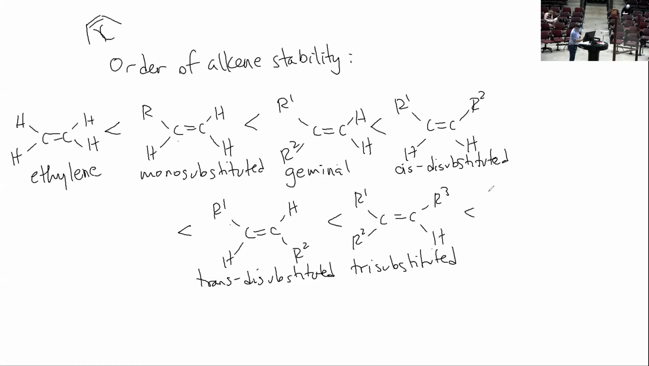And then last but not least, you've got your tetrasubstituted compound. That's your most stable kind of alkene. And certainly you'll find examples of questions that ask you directly about this in OWL, and possibly in my old exam. But later on, this is really going to matter for us.